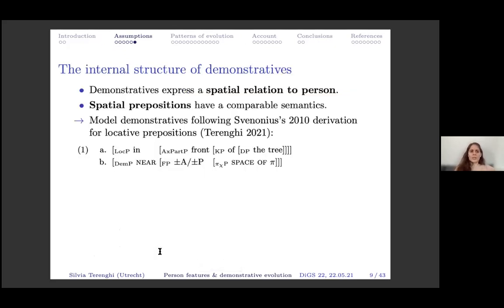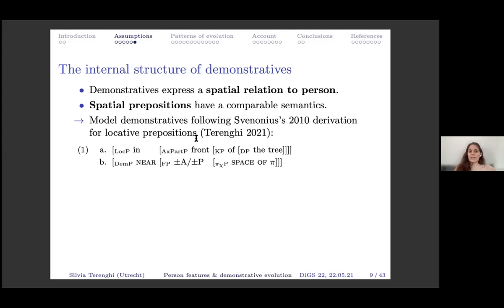My last assumption is about the internal structure of demonstratives. So demonstrative forms establish a spatial relation between the referent and a dialectic center, so a person. And this, of course, reminds, at least intuitively, of the semantics of spatial prepositions that also locate a referent, the figure, with respect to a ground. So my last assumption is that the internal structure of demonstrative forms can be modeled along the lines of Svenonius's derivation for the extended PP.